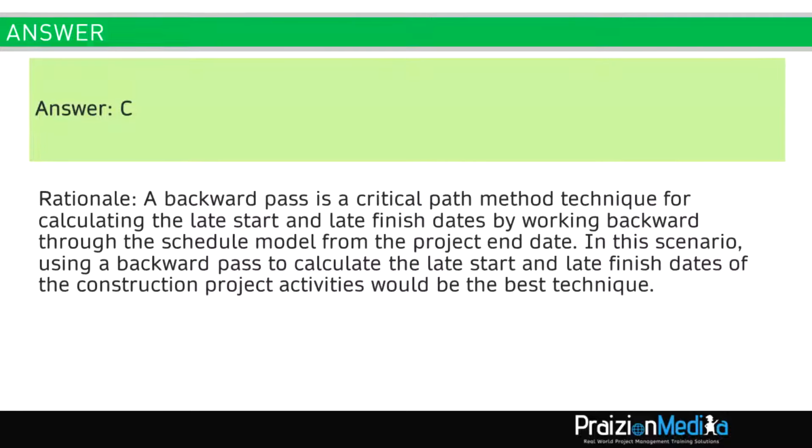Answer: C. Rationale: a backward pass is a critical path method technique for calculating the late start and late finish dates by working backward through the schedule model from the project end date. In this scenario, using a backward pass to calculate the late start and late finish dates of the construction project activities would be the best technique.